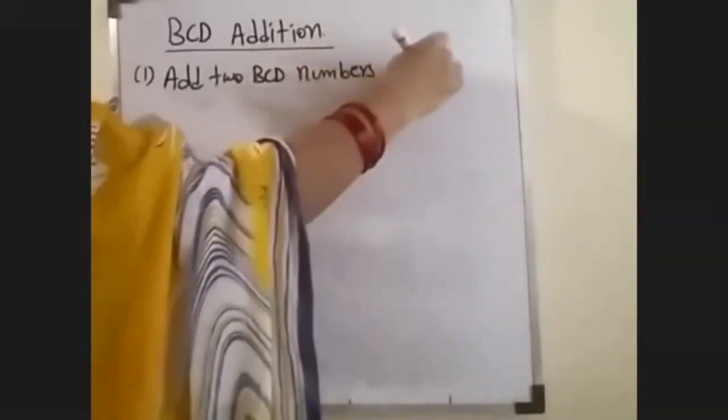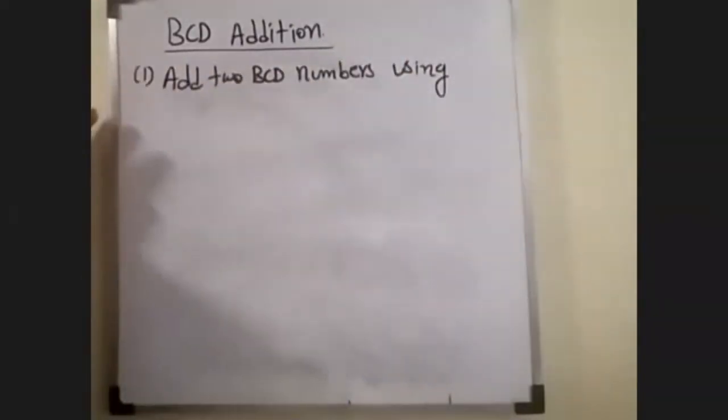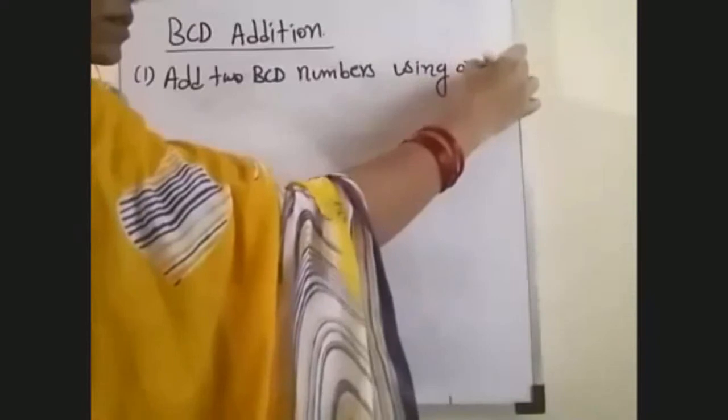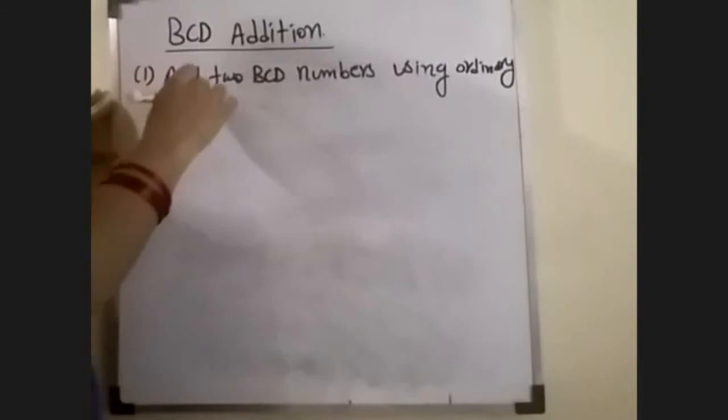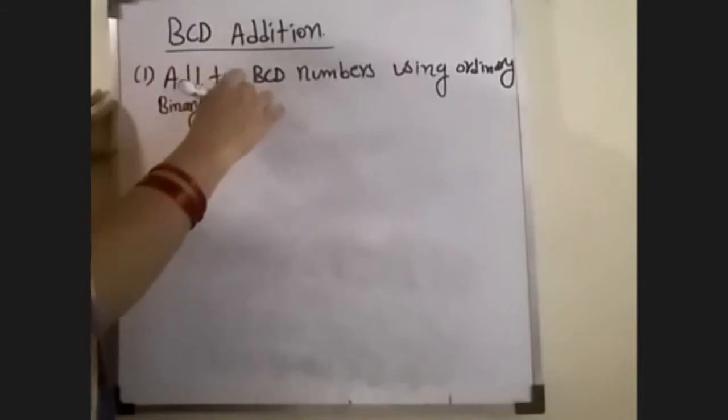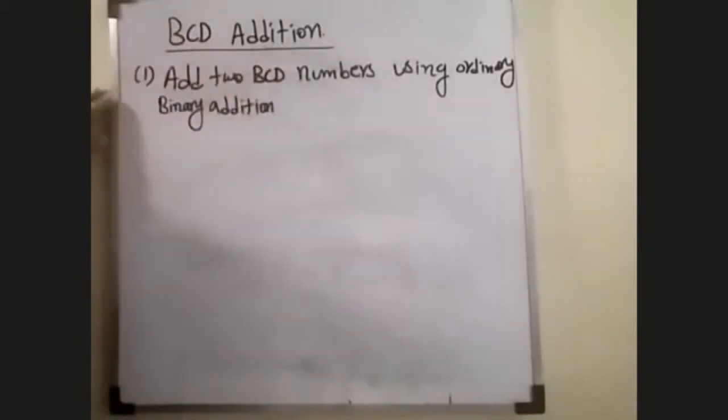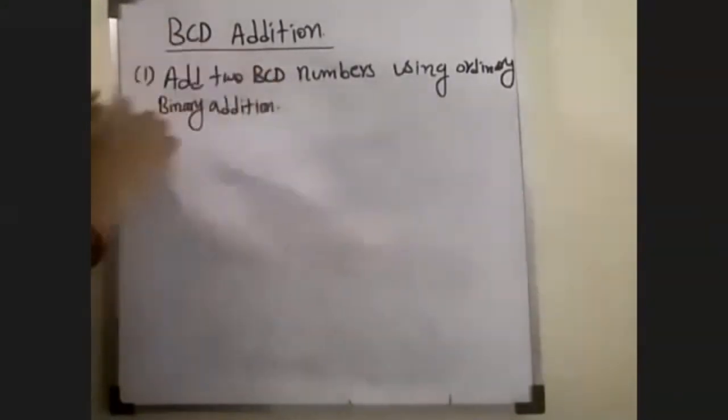So there are 4 steps to performing BCD addition. The first step is: add 2 BCD numbers using ordinary binary addition. This is the first step.